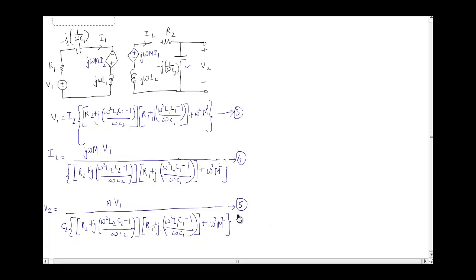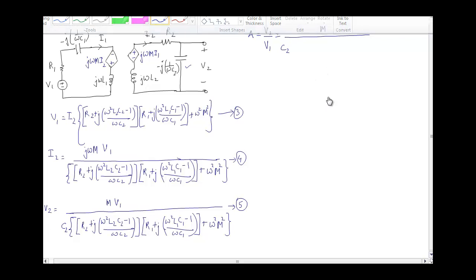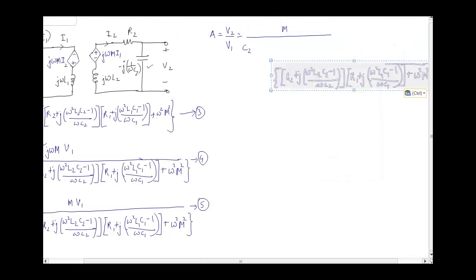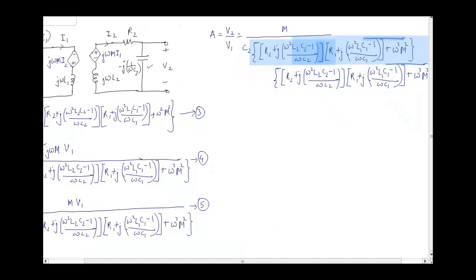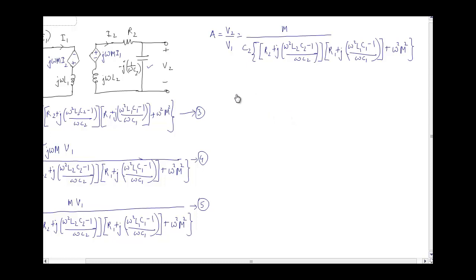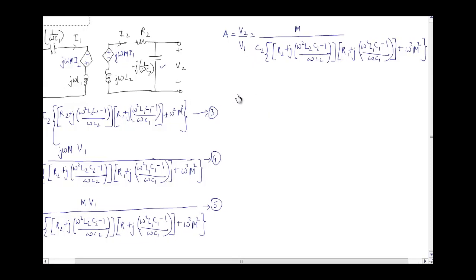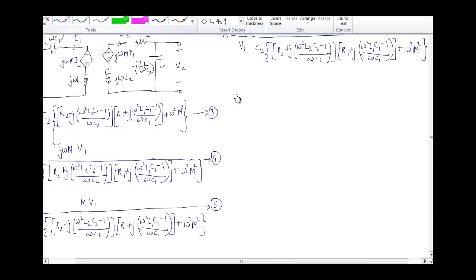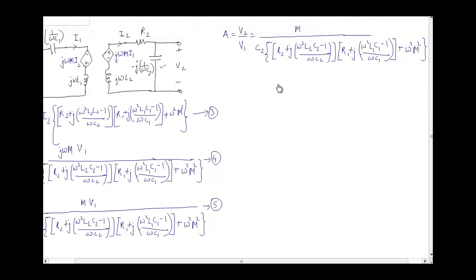As you can see, we have directly obtained the main required equations. Now what is required is the amplification. Amplification is basically output voltage V2 by V1, which we will directly get from equation number 5, because we have V2 here and V1 here. So directly it will be M divided by C2 multiplied with the remaining portion. Let me put it again. Directly we will copy what we have written previously. Now we have the equation written for the amplification part. As you can see, it is almost similar to the previous equations that we have done for single tuned.